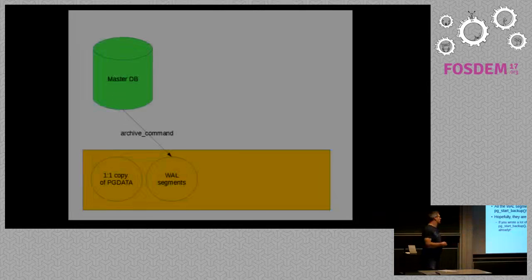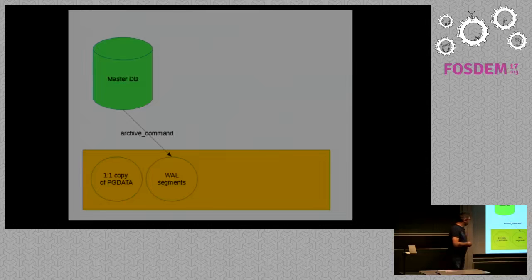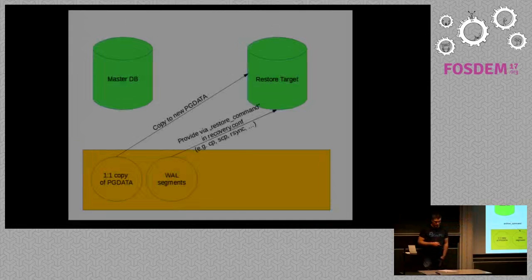You don't want that. So what you want to have is something that will put the WAL segments next to your one-to-one copy, and that would be the archive command. Then you can take your file system copy of your database to some new server, your restore target, and you will put a restore command in a file called recovery.conf and tell it to fetch the WAL segments and start that database. It will see, oh, I'm not complete, I need some WAL segments. We'll fetch them from here, and then you're ready to go.